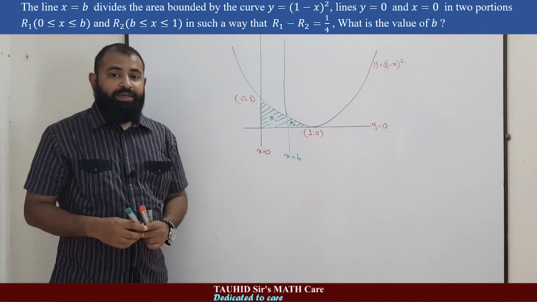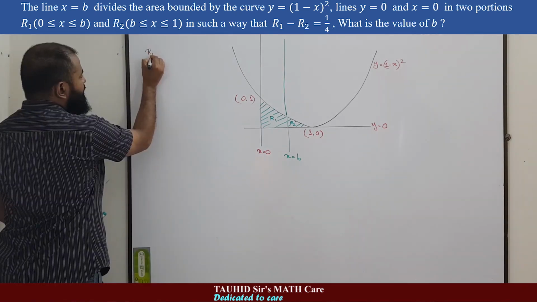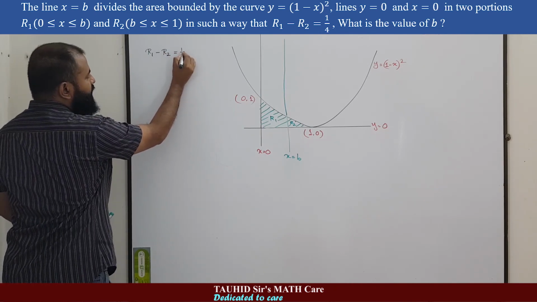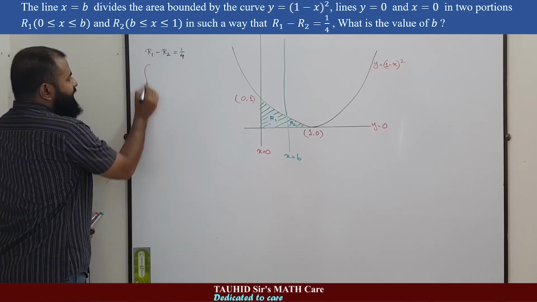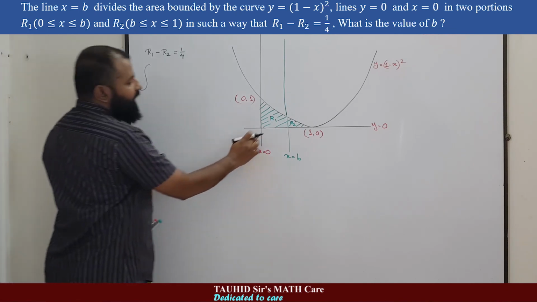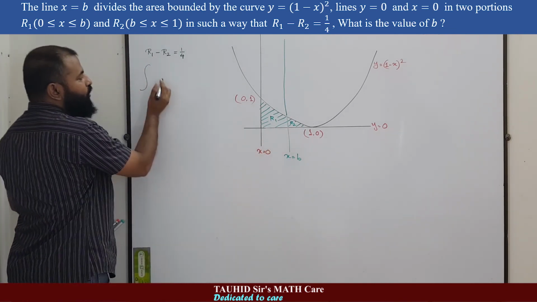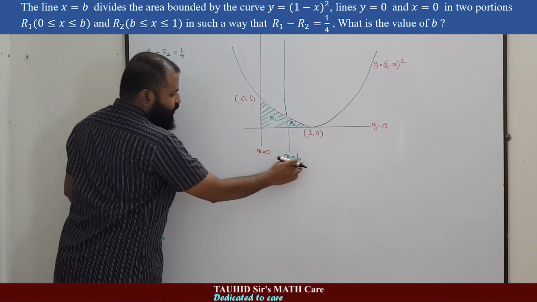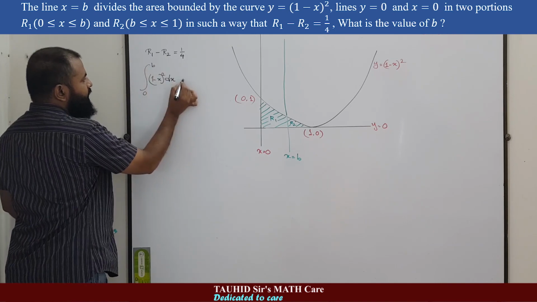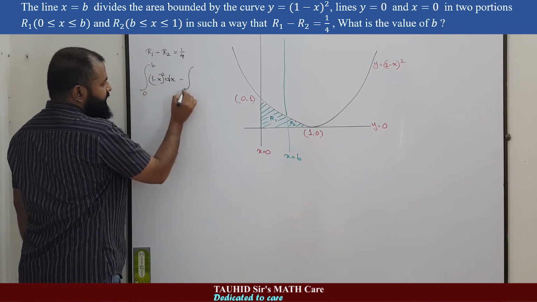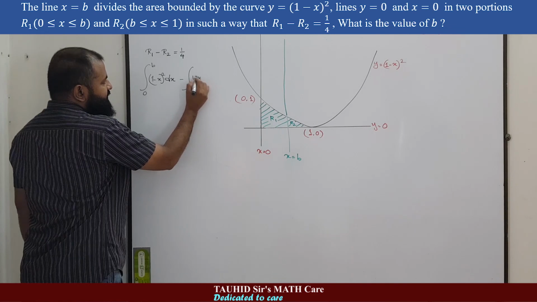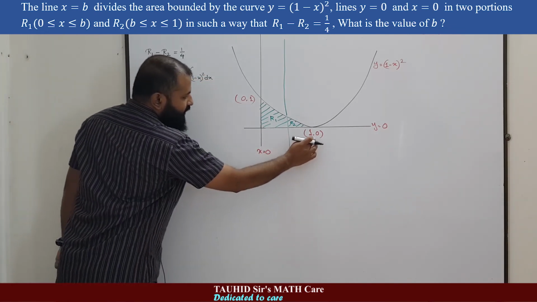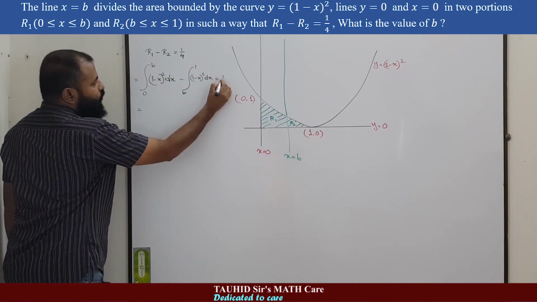Now you are given the information that the region bounded by r1 minus the region bounded by r2 equal to 1 by 4. What is the region bounded by r1? r1 is integration of (1 minus x) whole square dx, limit will be 0 to b. Minus, what about r2? Integration of (1 minus x) whole square dx. The limit here will be from b to 1, equals to 1 by 4.